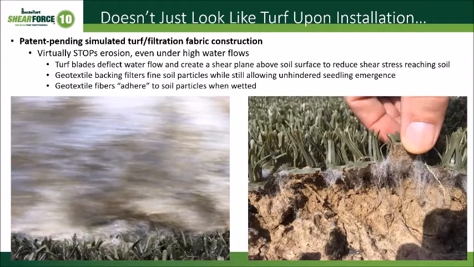The geotextile fabric on the back does two things. One, it filters out fine soil particles, keeping them from being pulled out of the mat under high flow. And another thing we found with the polyester fabric is that the fine filaments within that fabric actually cling to the soil. They adhere themselves to the soil when they get wet. So it helps lock the soil in place beneath the mat.